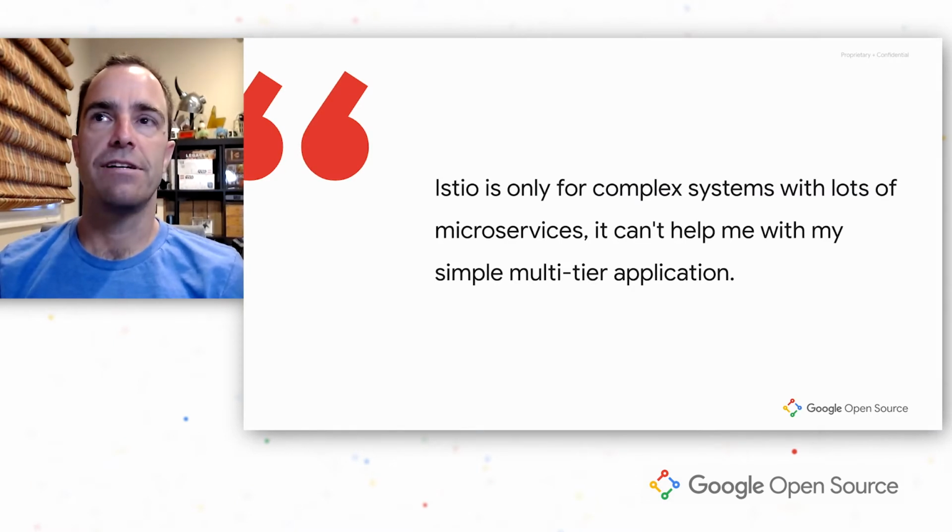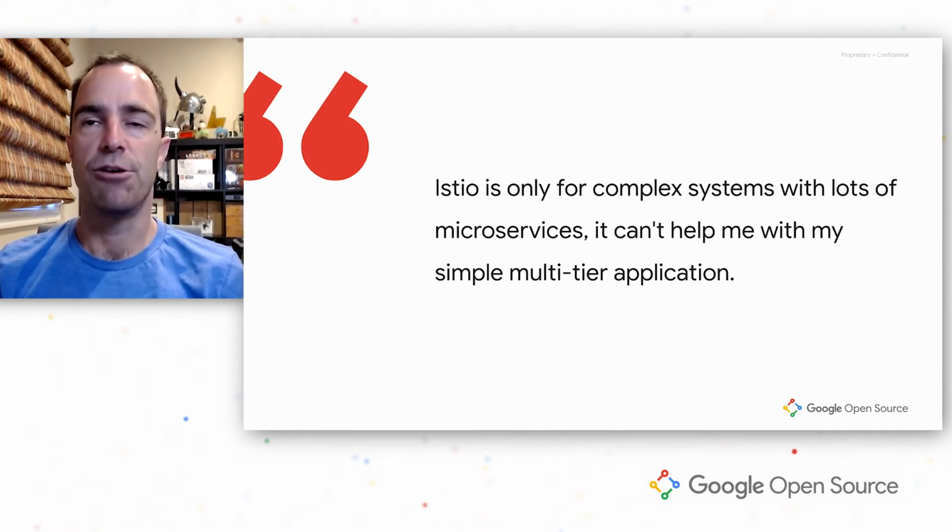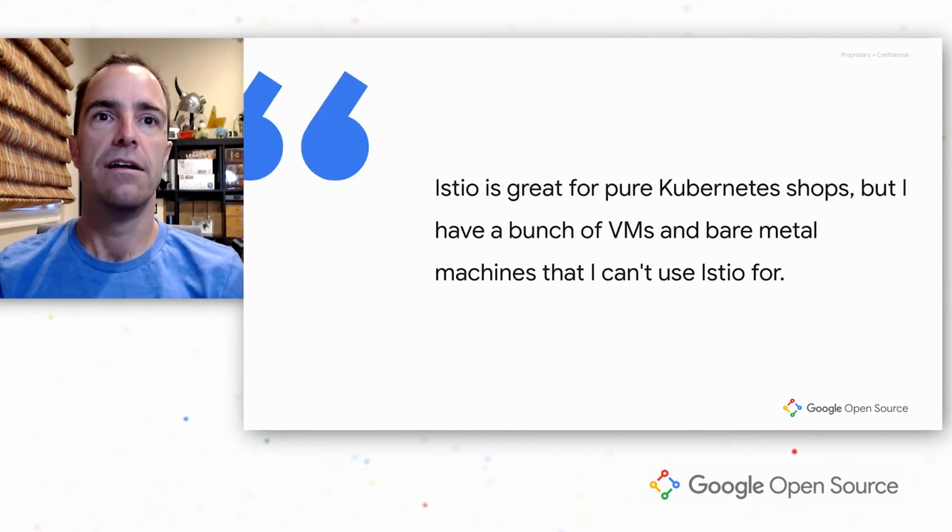So the first one we hear is that Istio is really only for big, complicated systems. They have lots of moving parts. They need a big platform team, things like that. And this really isn't true anymore. It was true in the early days of Istio, but we've fixed a lot of the problems and simplified things. So it's a lot easier to run, and also it's a lot more useful for everything.